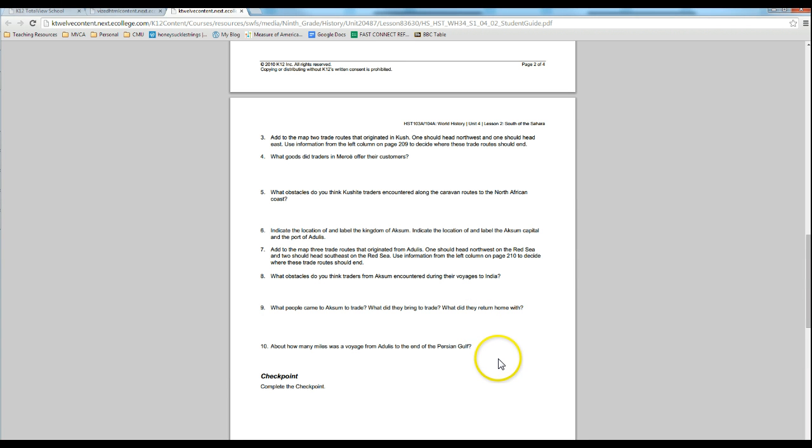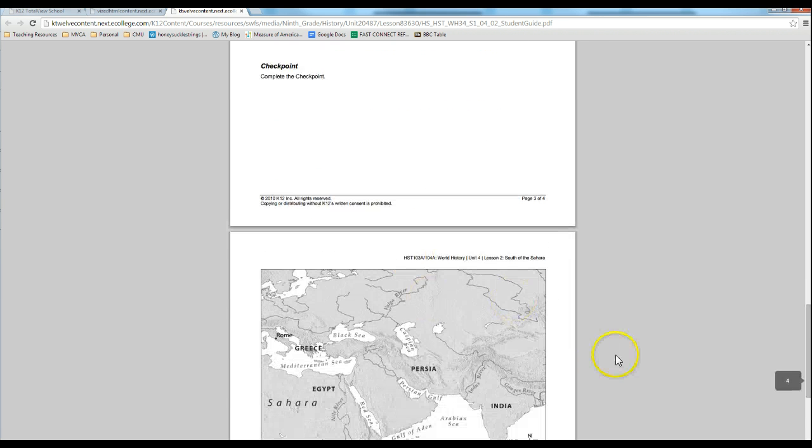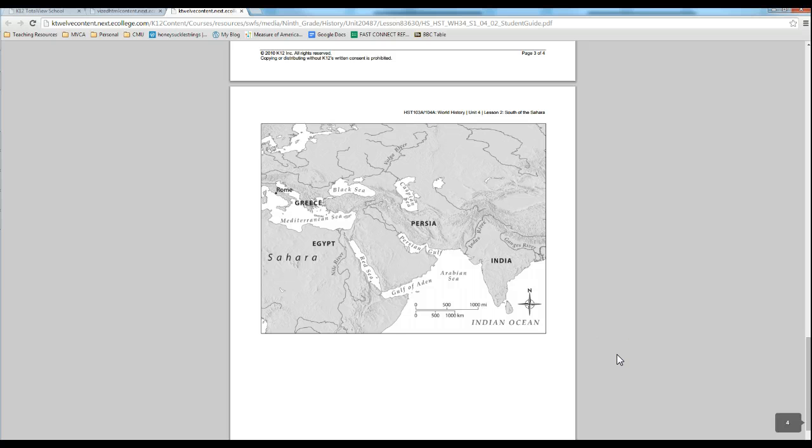And about how many miles was a voyage from Adulis to the end of the Persian Gulf? You'll have to use your map for that as well. This is that map. So you're going to look at it and you're going to base it on what you know of the area. So we have the Sahara, the Red Sea, the Mediterranean. Here we're looking at the area where the kingdoms existed. What might they have encountered? Are there mountains? Is there desert? What would have caused issues for them?